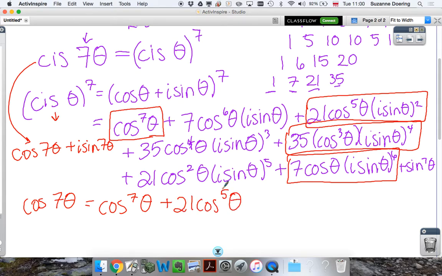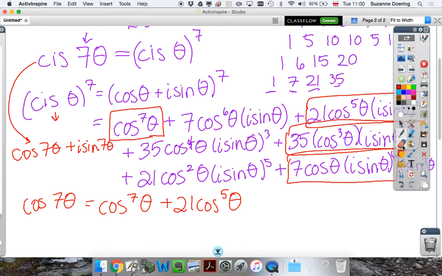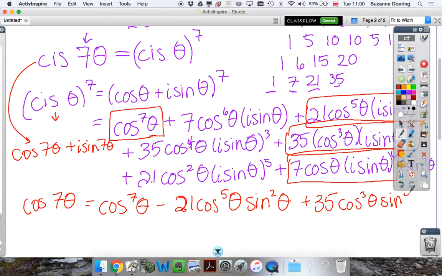And now here, my i squared is going to turn into a minus 1, so I'll go ahead and change that plus 21 to a minus. And here we have to the 4th, so that will stay positive. Our sine is now to the 4th, plus our last term, 7 cosine theta. i to the 6th is again going to be minus, so change that plus to a minus.